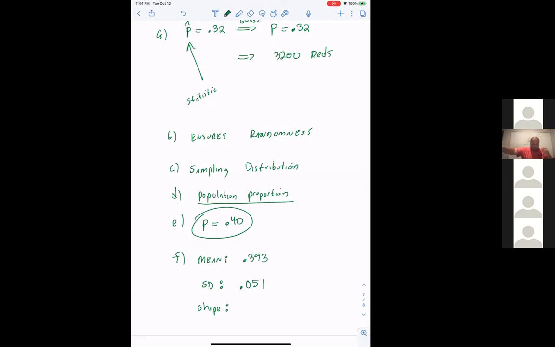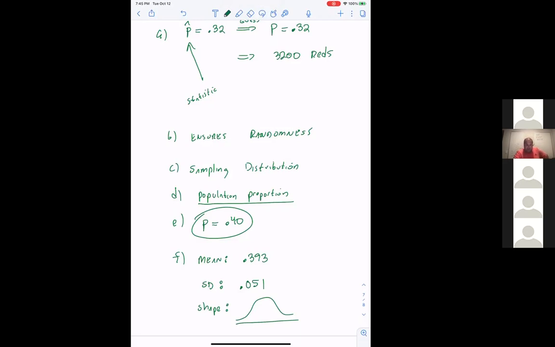Now, what shape would this be? What shape is this? Can we graph it? Oh, I guess not. Normal distribution. Yeah, it certainly looks normalish. Maybe an outlier on the left, but certainly it looks normalish.